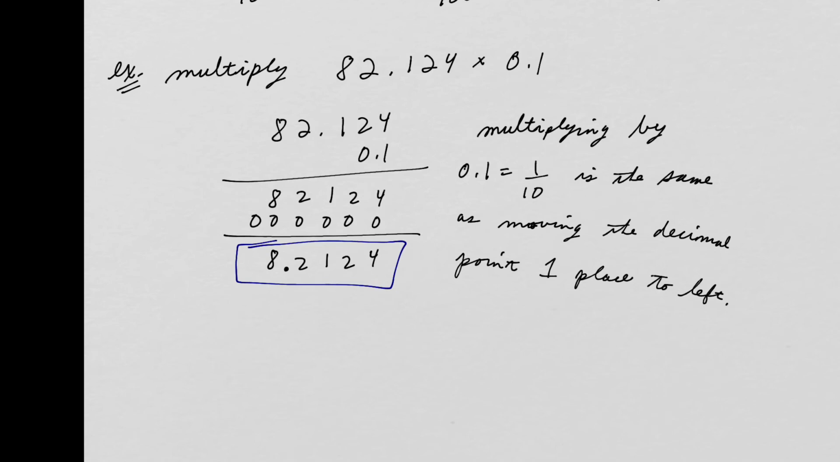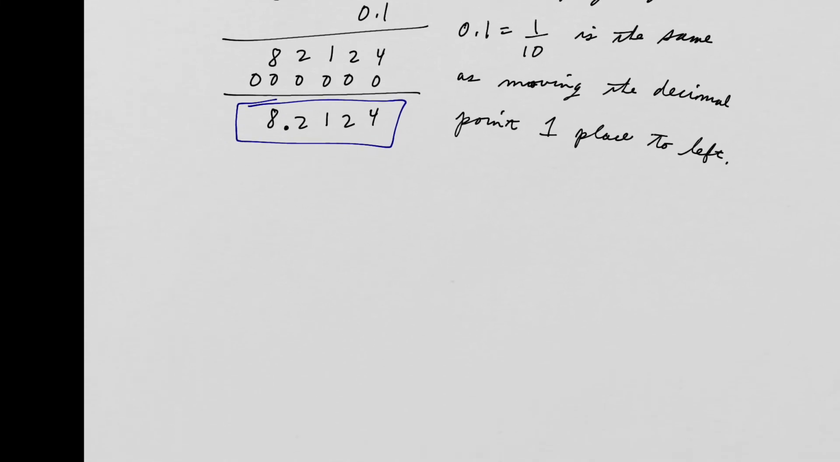Okay, and then you can kind of guess what's going to happen in general. Let's do another problem here. Let's say I have 5197.21, and I want to multiply that by 0.001, which basically has 3 decimal places. This is 1 over 1,000.